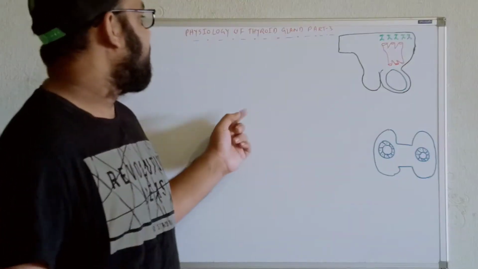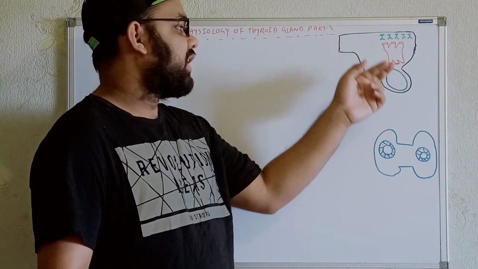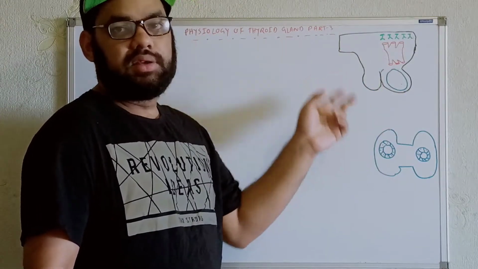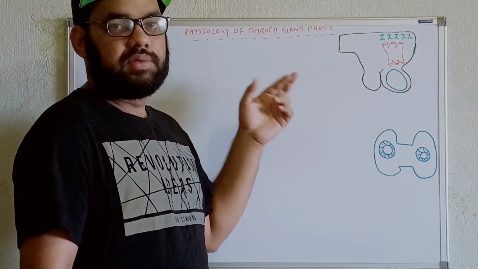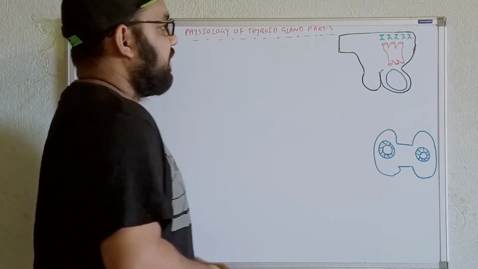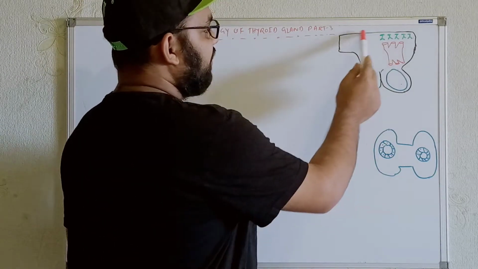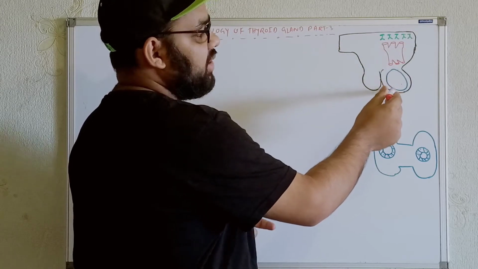Now in this video we will talk about the regulation, in terms of the hypothalamus, pituitary and the thyroid gland, of the secretion of what? Thyroid hormone, that means T3 and T4. Okay. Now see, whenever we are talking about these things, we know that there is the hypothalamus, and just under the hypothalamus what is there? There is the pituitary gland, right?